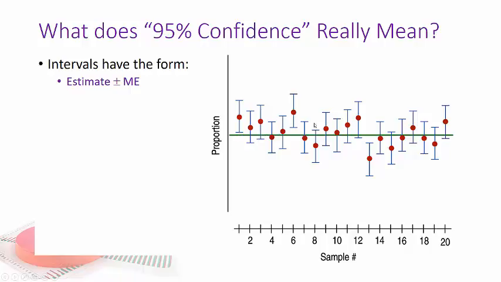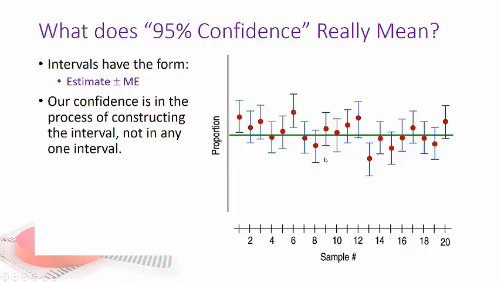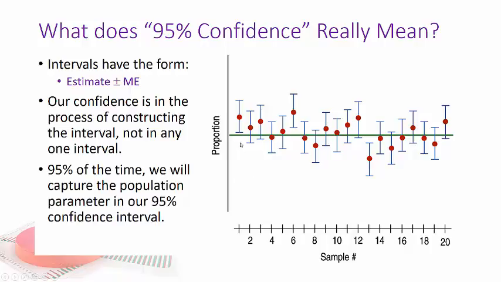Here's another miss. So occasionally, what it means when you have a 95% confidence, and I'm not saying this is a 95% confidence interval, but it's some confidence interval. When you have a 95% confidence interval, that means 95% of the time, we're going to capture the population parameter, or in this case, a true proportion, in our 95% confidence interval. So 95% of these little intervals should capture the true population parameter. And remember, our confidence is in the process of constructing the interval, not in any one interval.